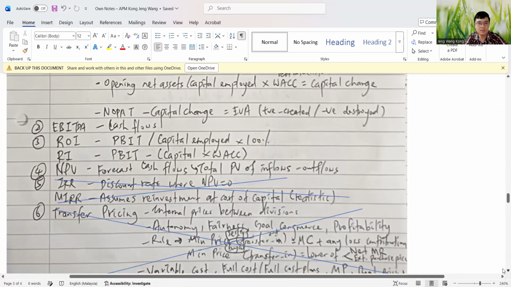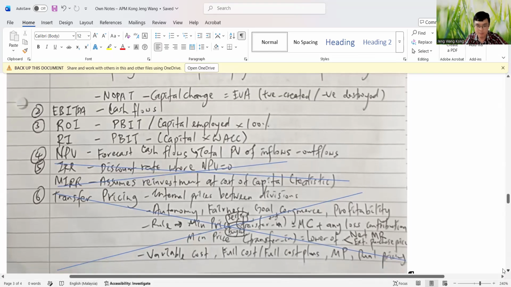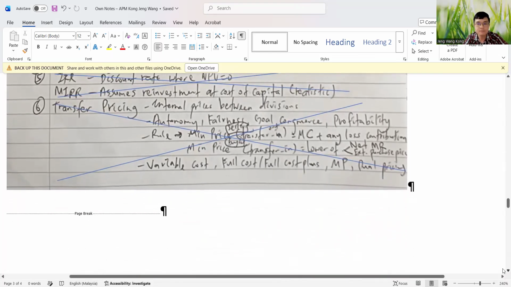Then EBITDA is about cash flow. ROI is PBIT divided by capital employed multiplied by 100%. Residual income, RI, is PBIT minus capital employed multiplied by WACC. NPV uses forecast cash flows: total present value of inflows minus outflows. IRR and MIRR as well as transfer pricing are excluded from the new syllabus. So we move on.